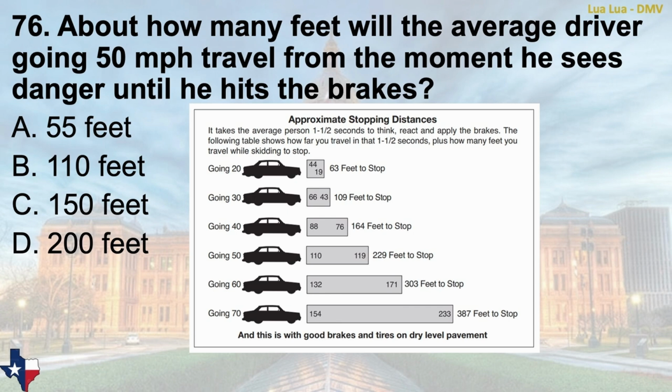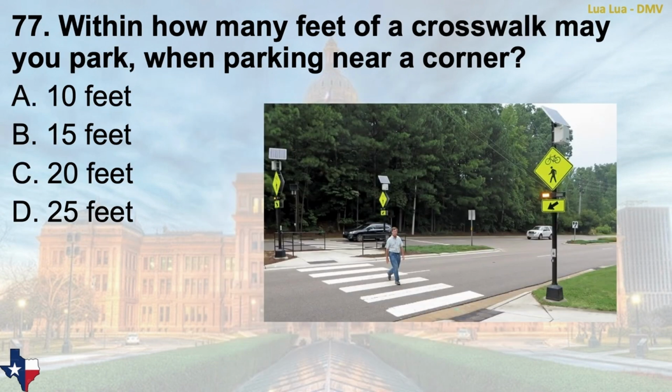Question 76. About how many feet will the average driver going 50 miles per hour travel from the moment he sees danger until he hits the brakes? A. 55 feet. B. 110 feet. C. 150 feet. D. 200 feet. The correct answer is B. 110 feet.